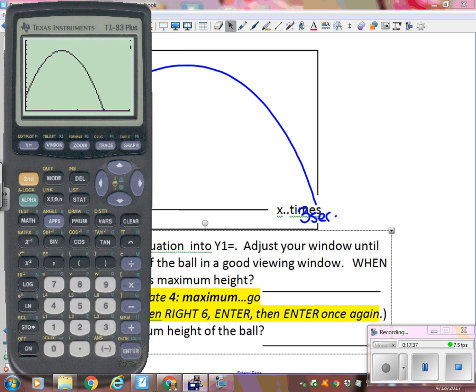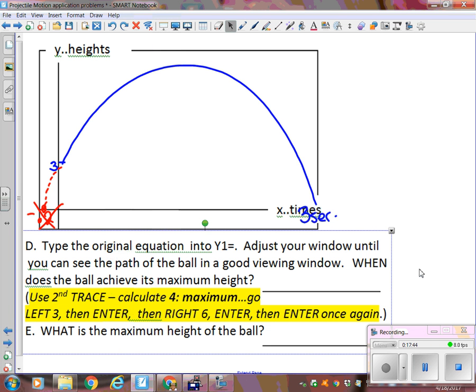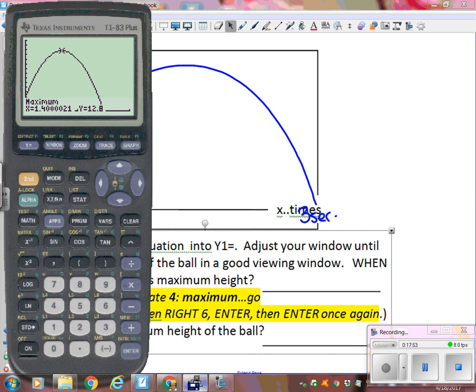All right. Did it give you an exact answer? Okay, what's the answer to question D? When does the ball achieve its maximum height? Okay. Now, does everybody understand what you're viewing here? Your x values are your time numbers. So that's 1.4 seconds. The y numbers are what? Height. So that's 12.8 meters.